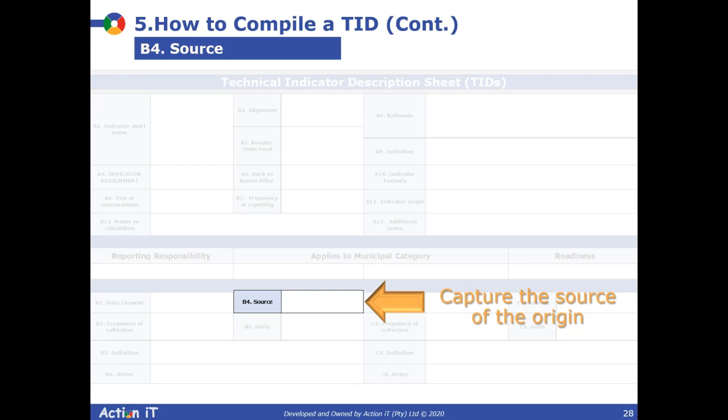In B4, source, capture the origin or the source of the indicator data. In our example, the source is the municipal fire department. Therefore, municipal fire department will be captured.